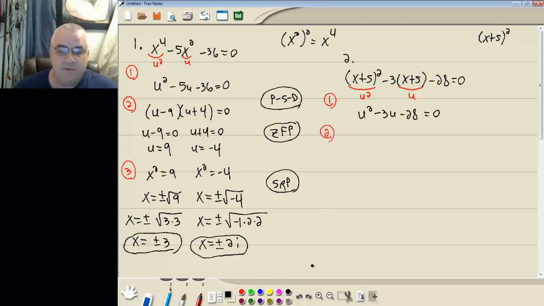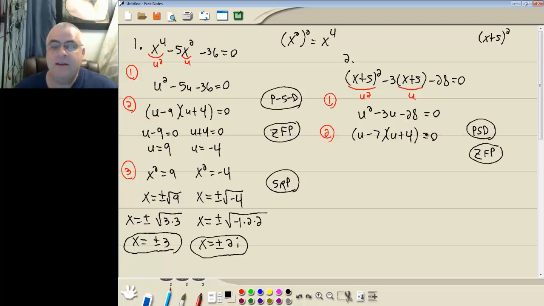Now step 2 says solve for u. And again, we're going to use the PSD method here. And this factors as (u - 7)(u + 4). Then we'll use the zero factor property. You get 0 on one side, you factor the other side, you set each factor equal to 0. So I'll set u - 7 = 0, and I'll set u + 4 = 0. And that gives us u = 7, and u = -4.